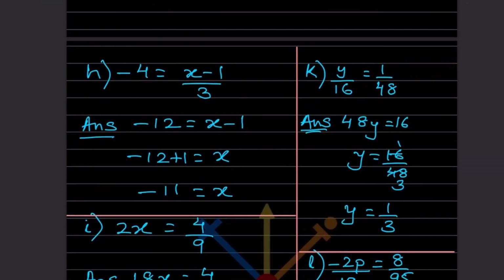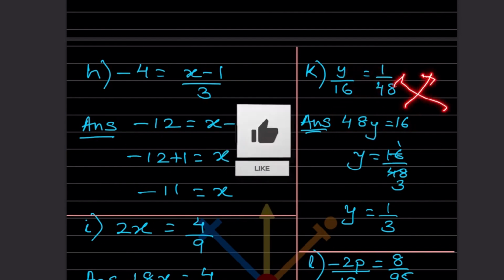The next problem says y by 16 is 1 by 48. So again, I cross multiplied. Here 48y is, and this 16 will go here. So that is going to be 16. So be careful, this 16 goes on when we cross multiply. See the cross, like this. So now 48y is 16.